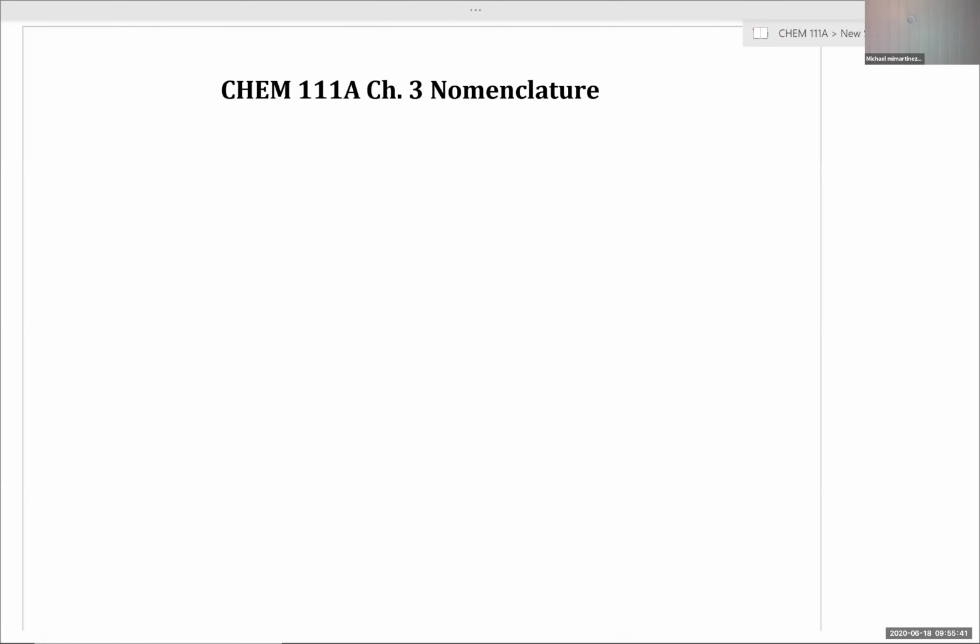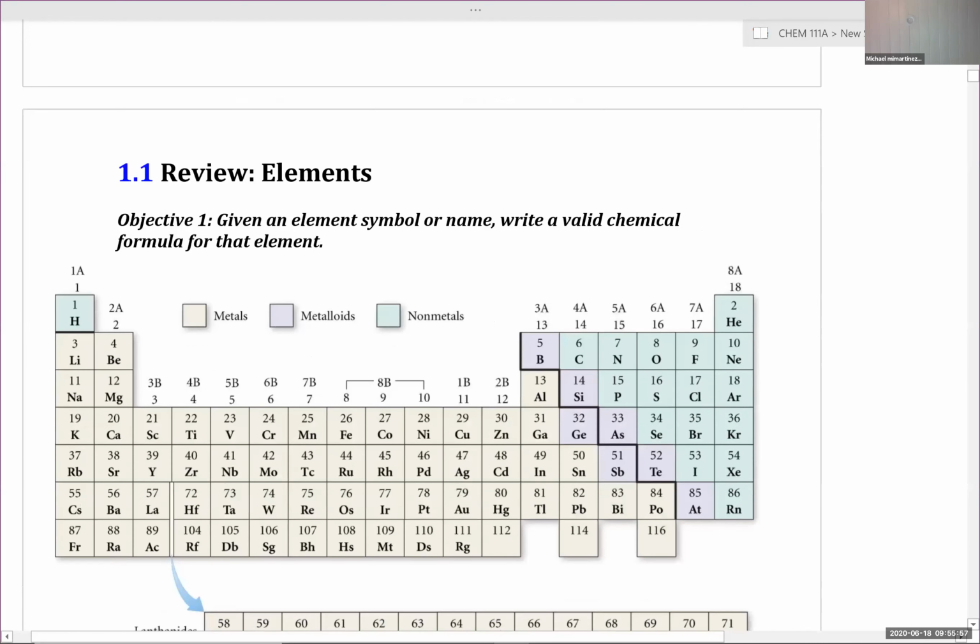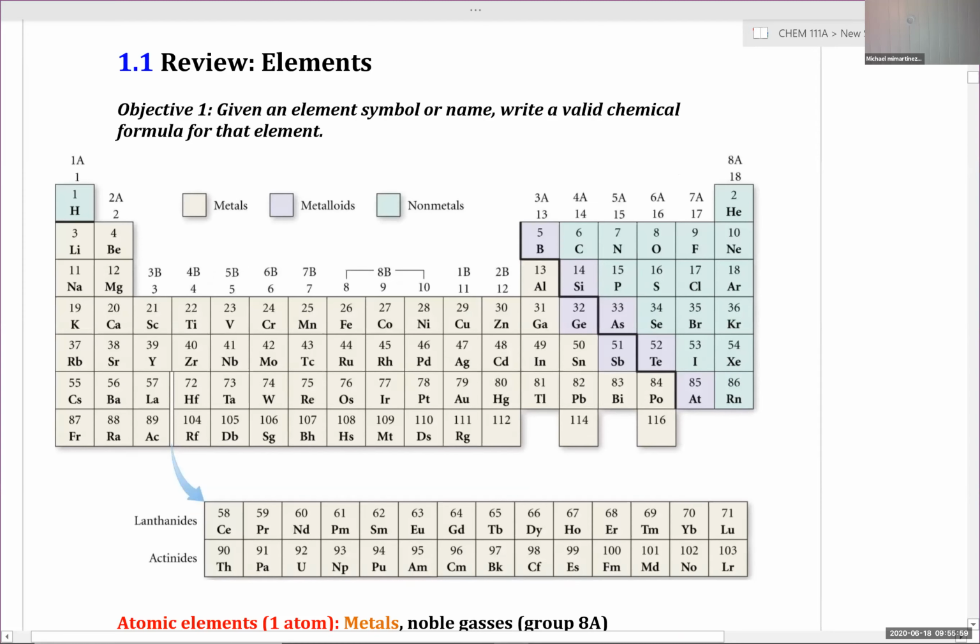Okay, so in today's lecture, we'll be discussing chapter 3, which focuses primarily on nomenclature, which is naming compounds and writing the formulas of compounds given the name. So let's do some quick review into writing the formulas of elements.